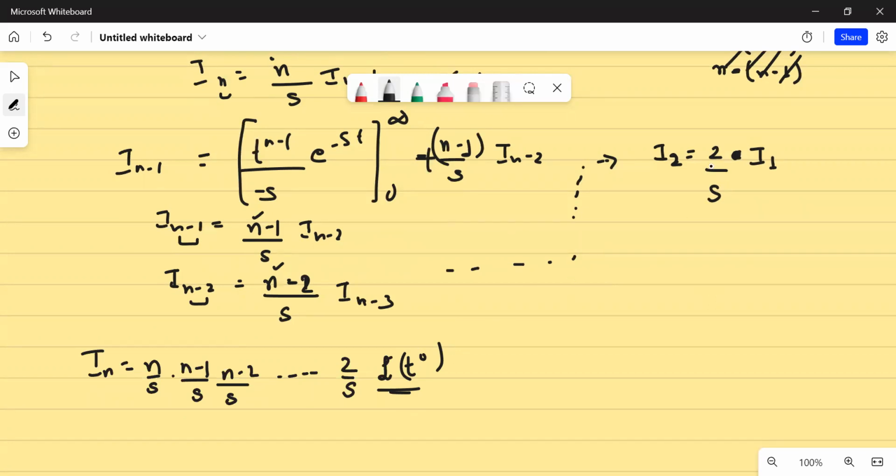क्योंकि इसके आगे क्या आएगा, इसके आगे I1 के बाद क्या आएगा, I0 ही तो आएगा। I0 के लिए मैं क्या लिखूं, उसको I minus 1 तो नहीं लिख सकता ना, सो मैं इसको I0 को सिंपली लिख रहा हूँ Laplace transform of t की पावर 0. Is that fine? Yes sir.